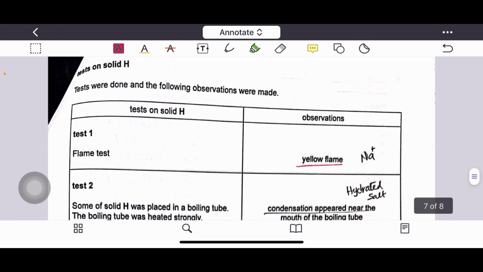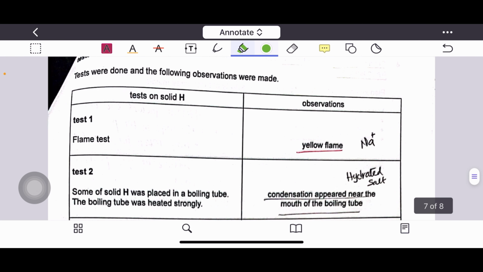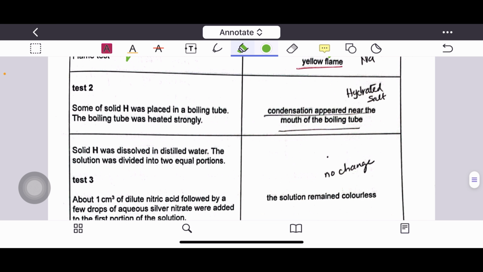Test on solid H. Tests were done and the following observations were made. So the first test is flame test and it gave a yellow flame, so it will be sodium ion. Test 2 is it was placed in a boiling tube and it was heated strongly. It gave condensation near the mouth of the boiling tube, so it must be a hydrated salt. That's why it is giving water droplets.